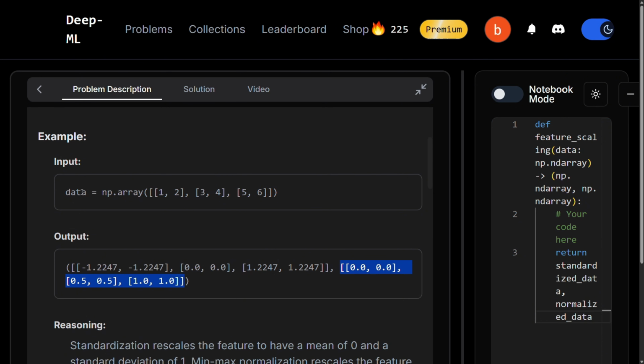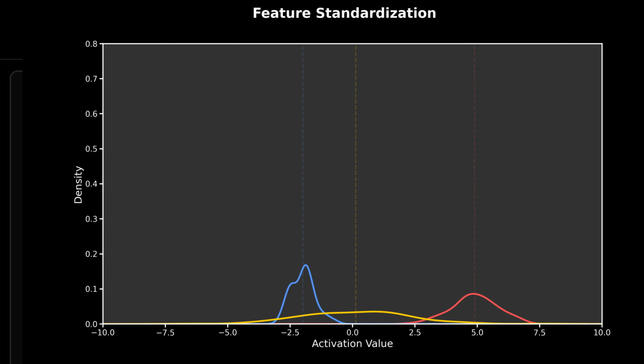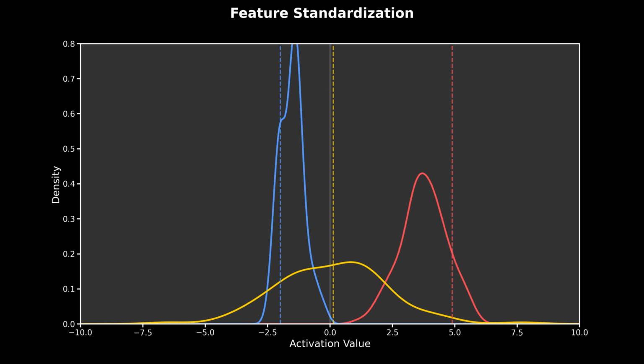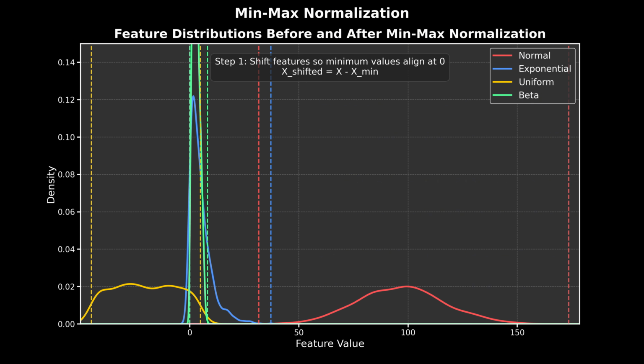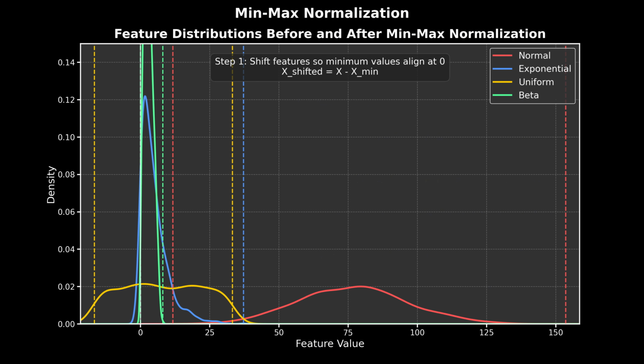So let's look at the example. The data is given as a 2D array, 1, 2, 3, 4, 5, 6. And here we have the two outputs. This one is with standardization, and the second one is with the min-max normalization. Now, I actually have done both of them many times in my machine learning projects. In different situations, you'd want to do different things, but these are both very common.